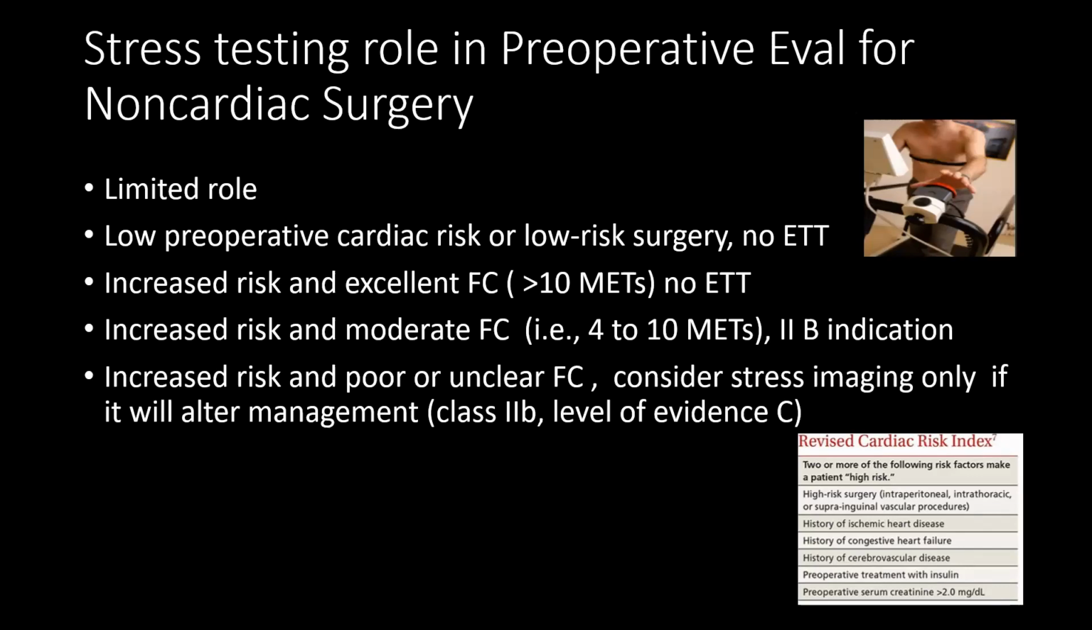Those that are at increased risk and have moderate functional capacity, that is between 4 to 10 METs, it becomes a class 2B indication. Those patients that are at increased risk and have a poor or unclear functional capacity, then exercise stress imaging can be considered if it will alter management.